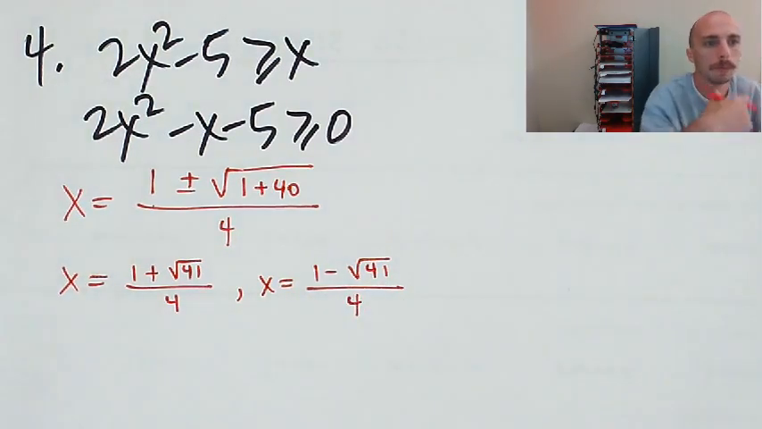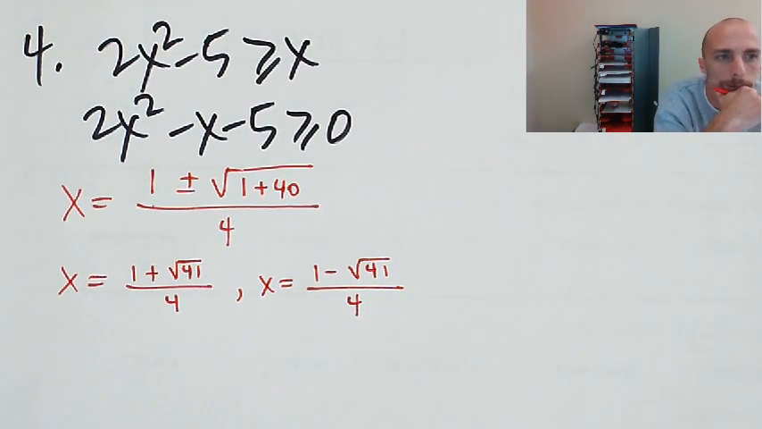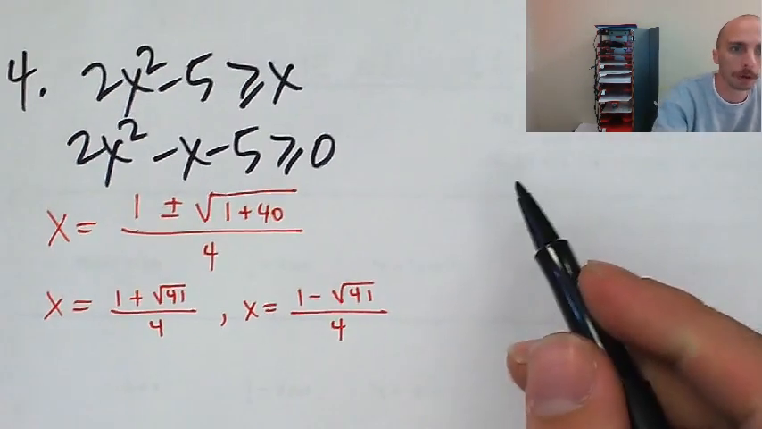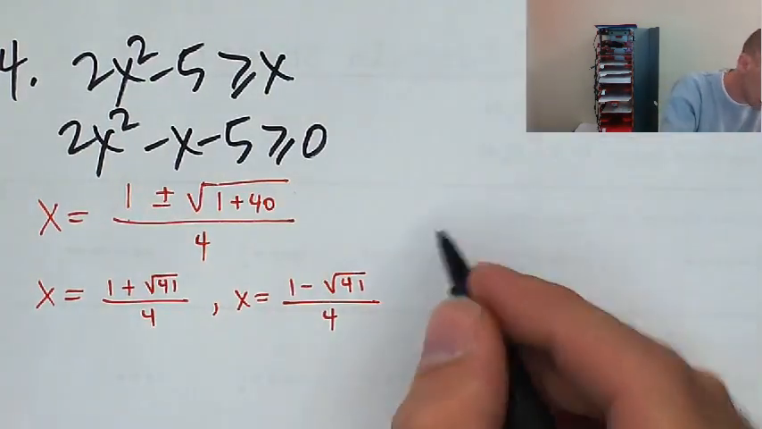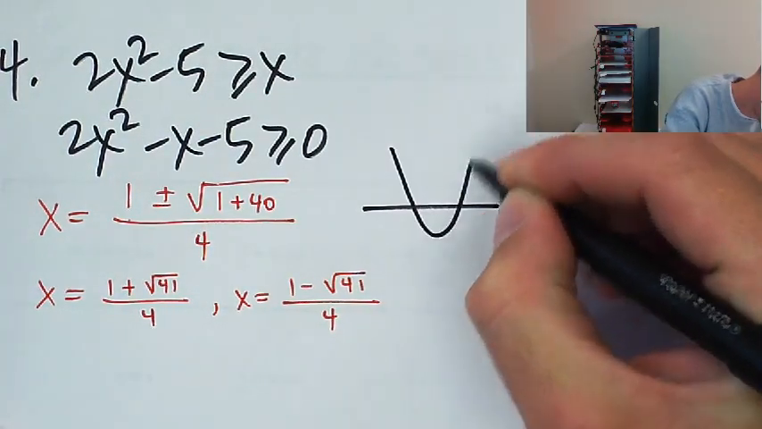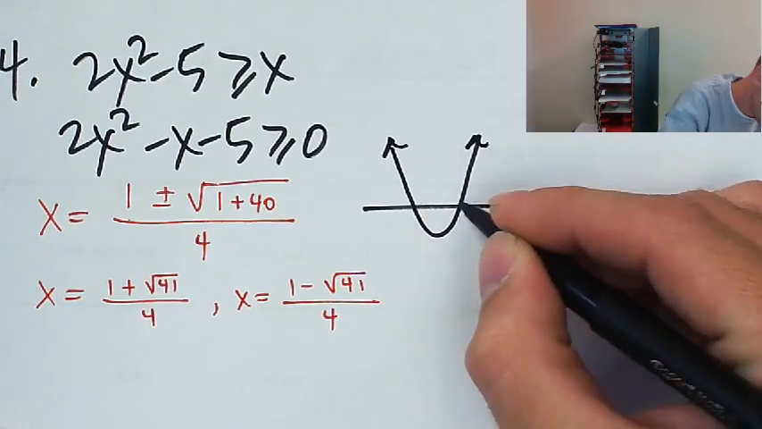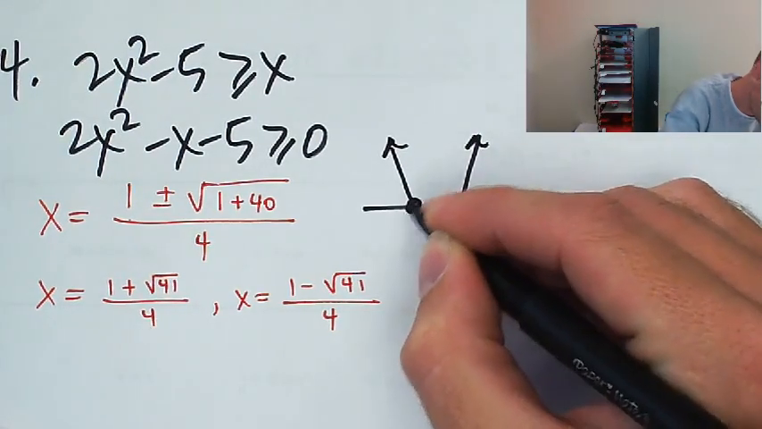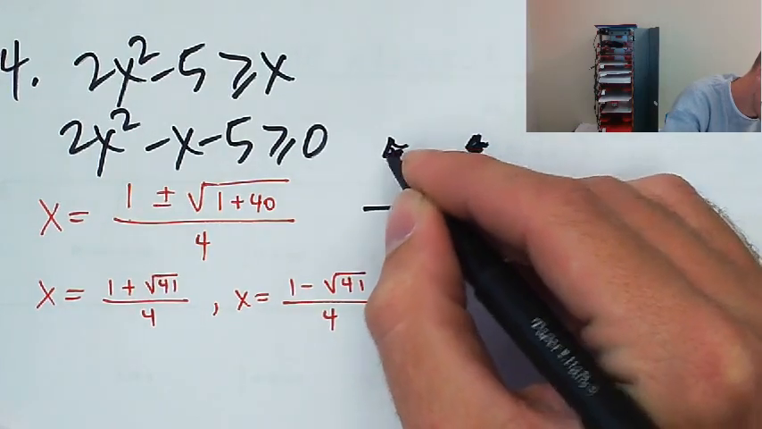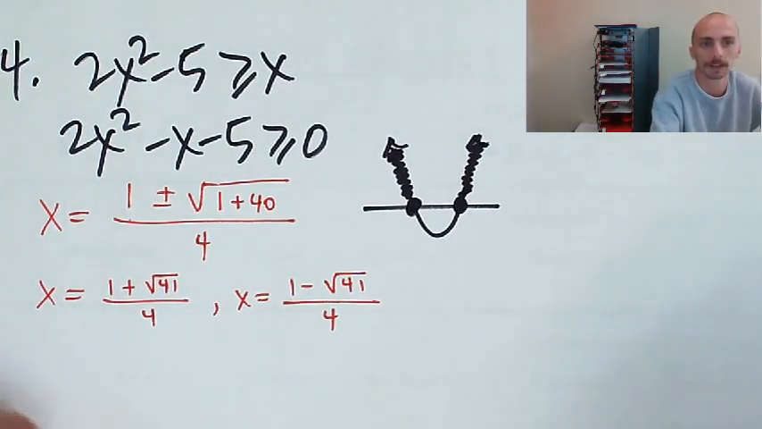Okay, let me make sure I did that right. b squared minus 4ac. Yep, that's 41. Yeah, okay, I feel good about that. Now that I've got my two zeros, I'm going to sketch the graph of this. And we're interested in where this is greater than or equal to 0. So that's going to be here where it's equal to 0, and also out here where the parabola is above the x-axis.